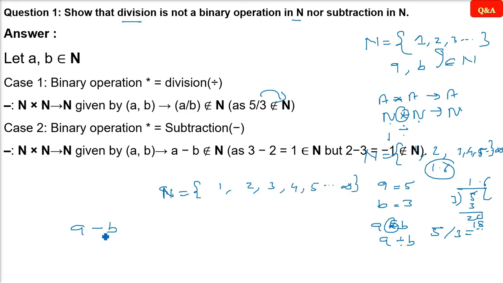A minus B. A I am taking as 3, B as 2. So 3 minus 2 is 1. It belongs to natural number. But let us reverse this. Let us take 3 and 5 again. 3 minus 5 is negative 2. Negative 2 is not belonging to natural number.